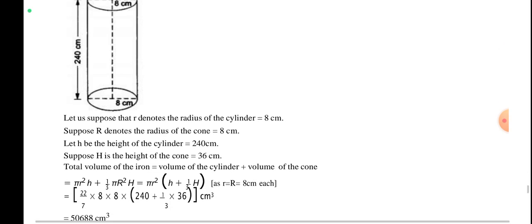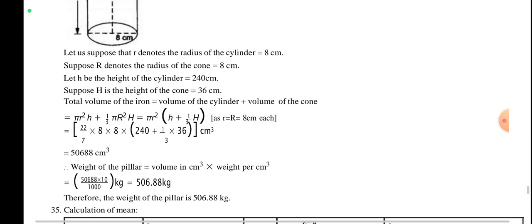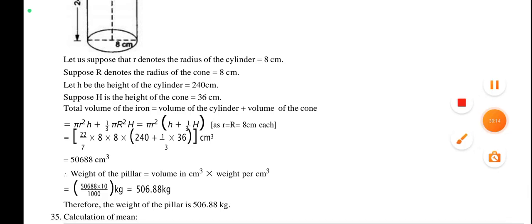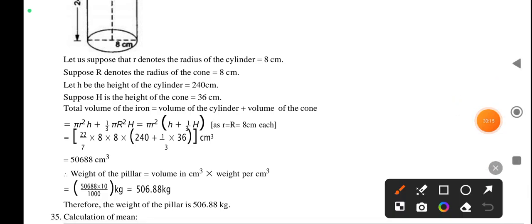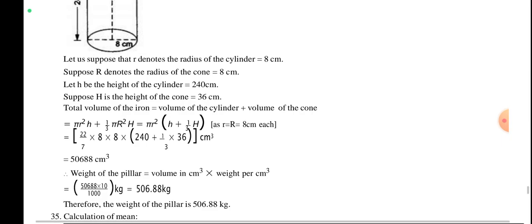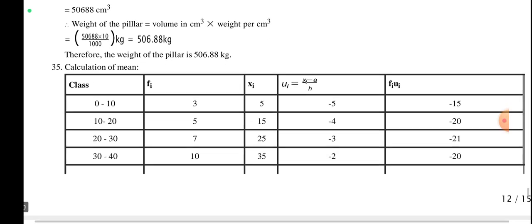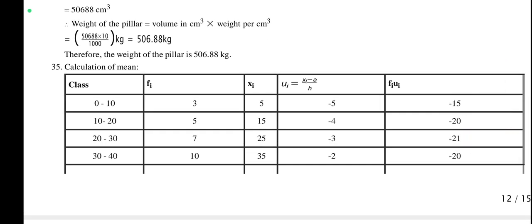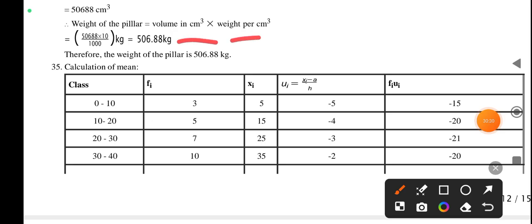Then the another model is, we know cylinder: volume of cylinder plus volume of cone. We have to get the volume of cylinder, formula pi r square h, and the volume of the cone, 1 by 3 pi r square h. Take common and substitute. 50688 centimeter cube you are getting. Weight of the pillar is volume into weight, so you will get 506.88 kg.